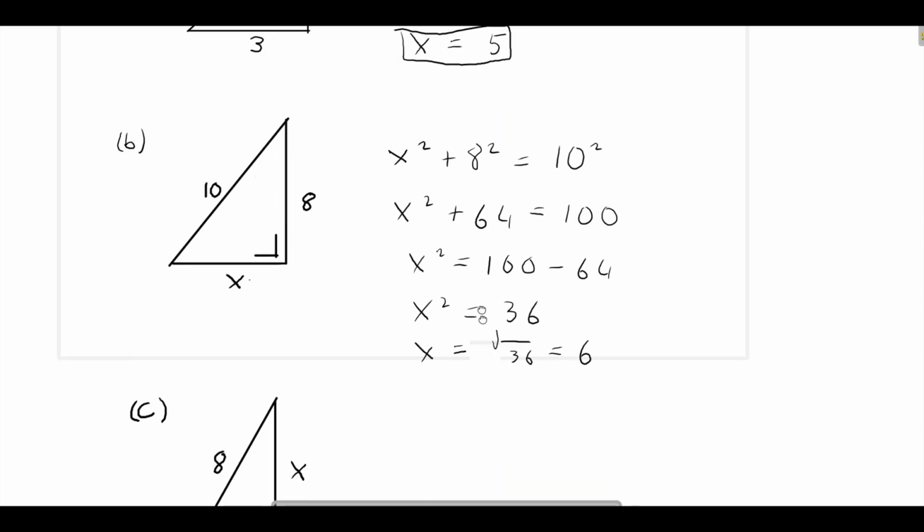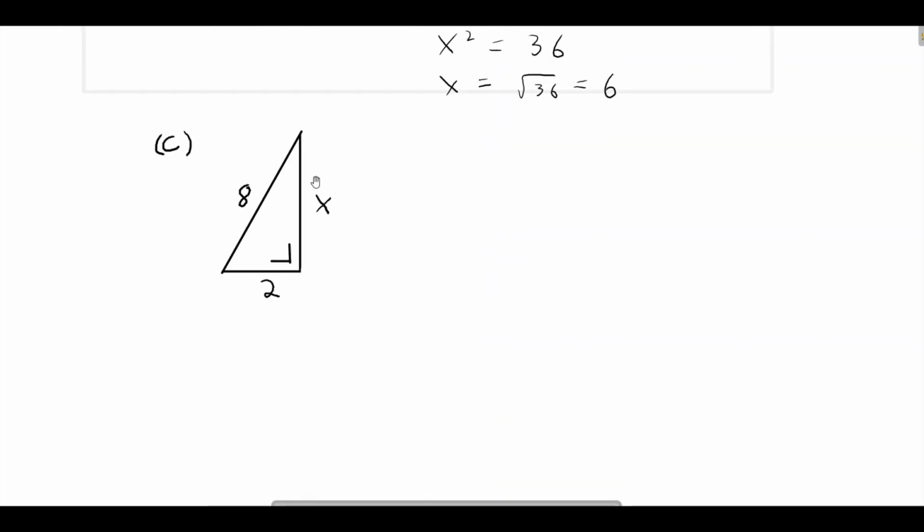We'll try one last question on that. For this, we're going to be missing this larger side here. So this time we're going to get 8 squared is equal to x squared plus 2 squared. So we'll square out everything else first. So we get 64 is equal to x squared plus 4. So we just move the 4 over onto this side. So you get 64 minus 4 is equal to x squared.